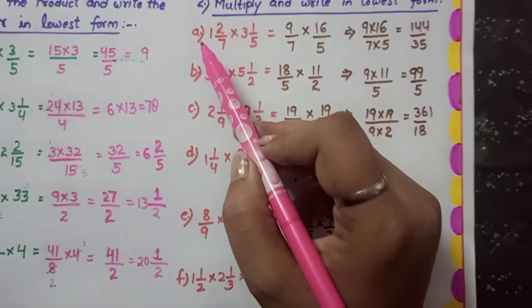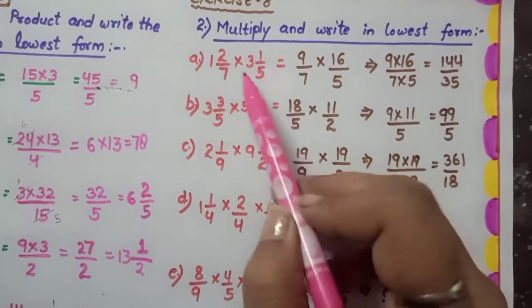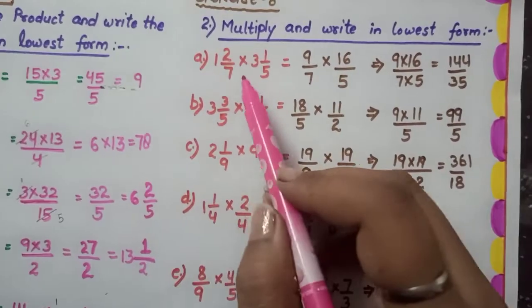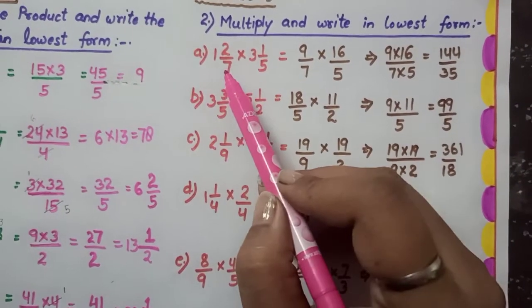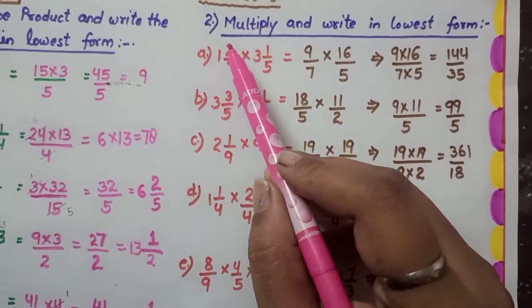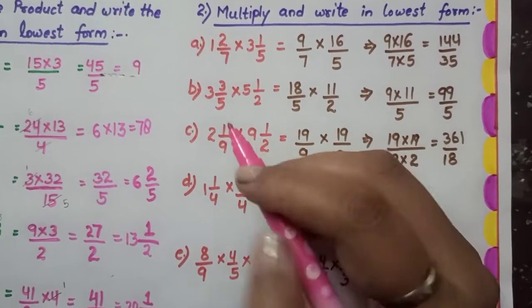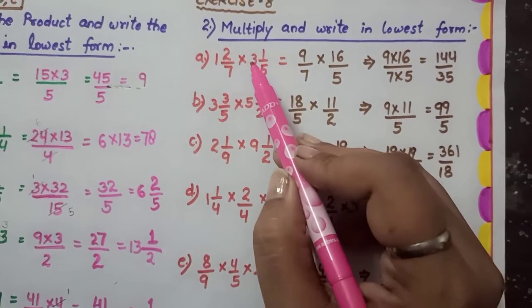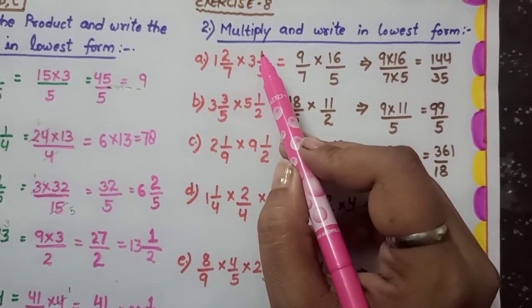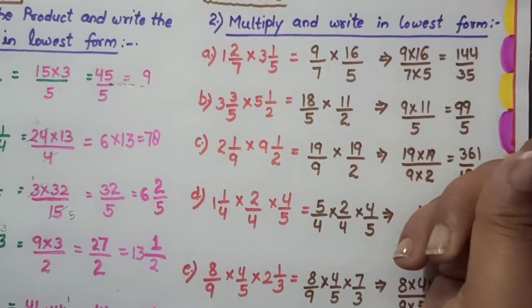Now in the A part, let us continue with it. We have two mixed fractions. So let us convert them into improper fractions first of all. 7 1s are 7 plus 2 is 9 and in the denominator we will write down 7 as it is. In this fraction 5 3s are 15 plus 1 is 16 and in the denominator we will write down 5 as it is.